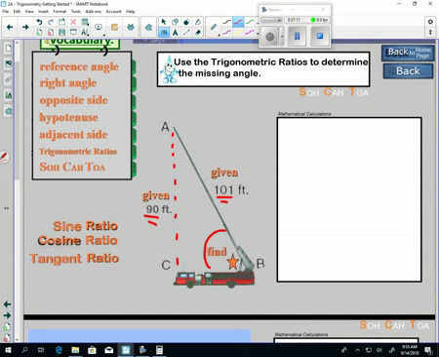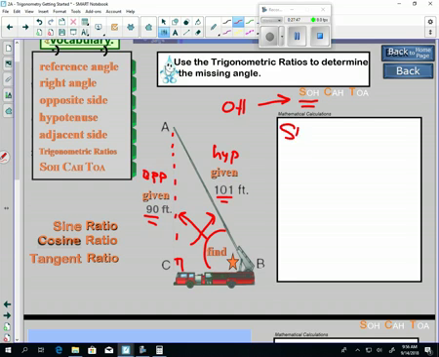So, first thing we always have to do is label the triangle. If this is the angle I'm looking for, what is this side? Opposite. What is this side? Opposite the right angle, so that's your hypotenuse. So again, we have opposite over hypotenuse. Opposite, OH, you have to use sine.